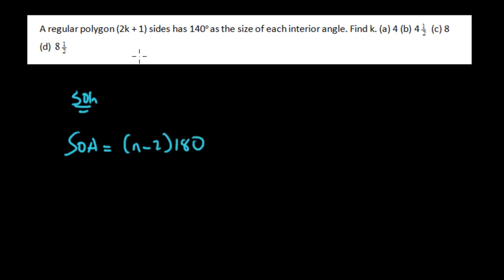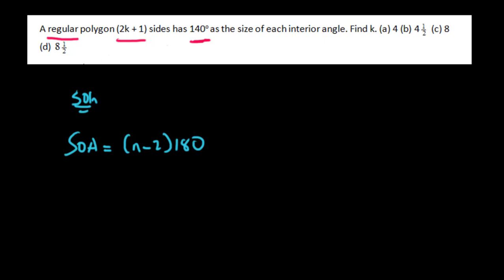Now in this question we're given the number of sides. So this is the number of sides, 2k plus 1. We're told the regular polygon has 2k plus 1 sides, and then we're given the size of each interior angle. The last thing they mention is that the polygon is a regular polygon, and a regular polygon is a polygon in which all sides are equal. Now let's try to solve this.